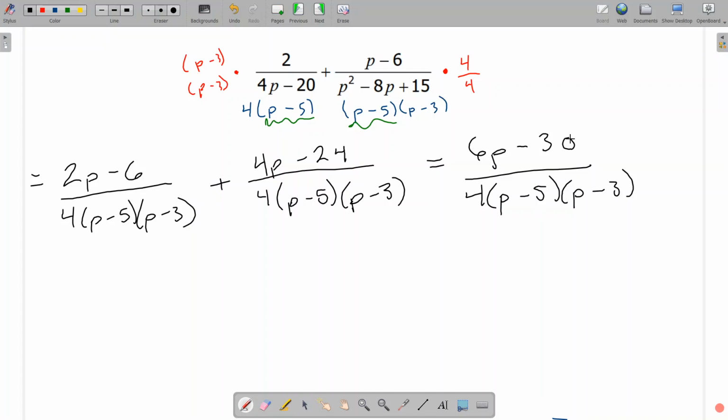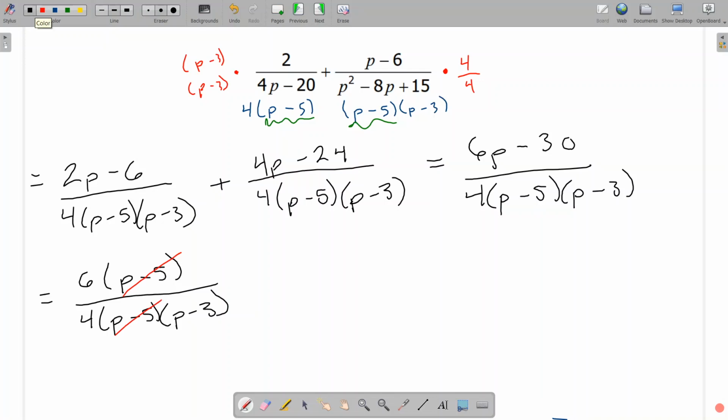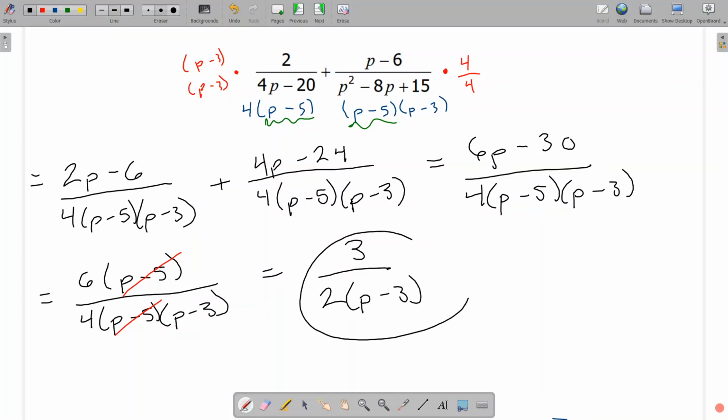Okay, we can factor a 6 out. That leaves me with P minus 5 over 4 times P minus 5 times P minus 3. I can cancel out the P minus 5s. I can reduce the 6/4 to 3/2. So I end up with the final answer of 3 over 2 times P minus 3.